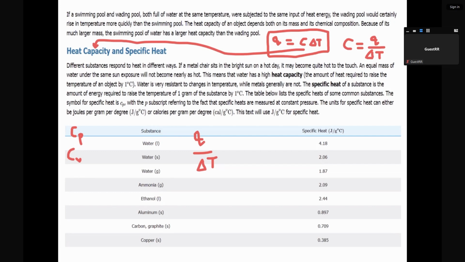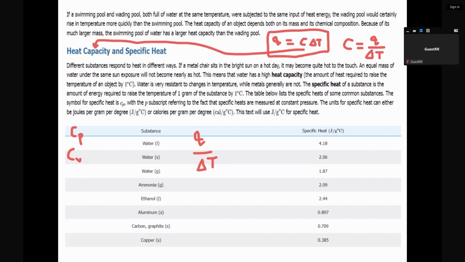Now, C is directly proportional to the amount of substance, and that's why C is an extensive property, as I told you in the last slide. But the molar heat capacity, Cm, if we divide C by n, the number of moles, is the heat capacity for a mole of a substance. It is the quantity of heat needed to raise the temperature of 1 mole of the substance by 1 degree Celsius or by 1 Kelvin.